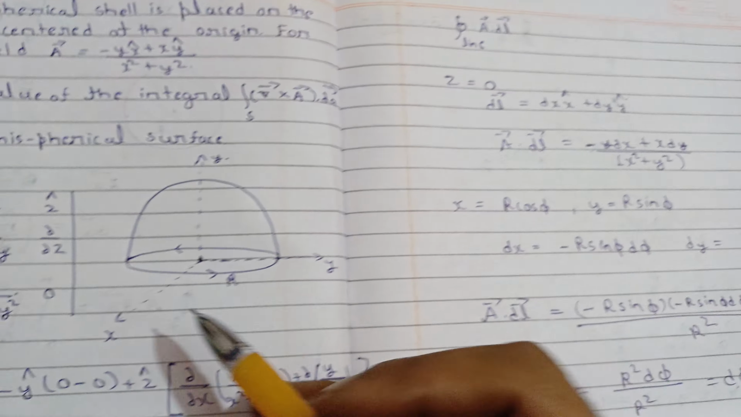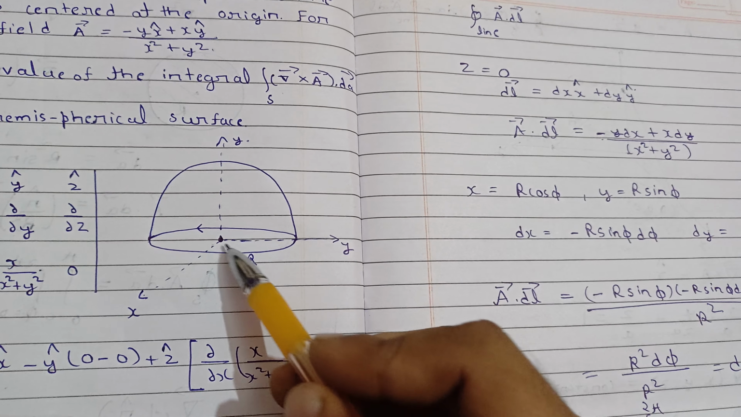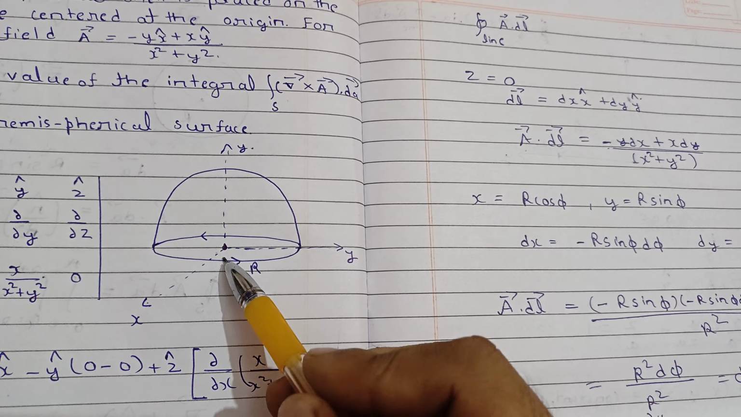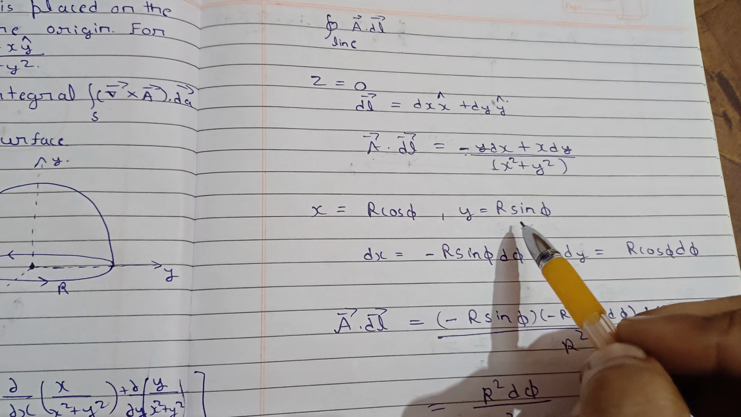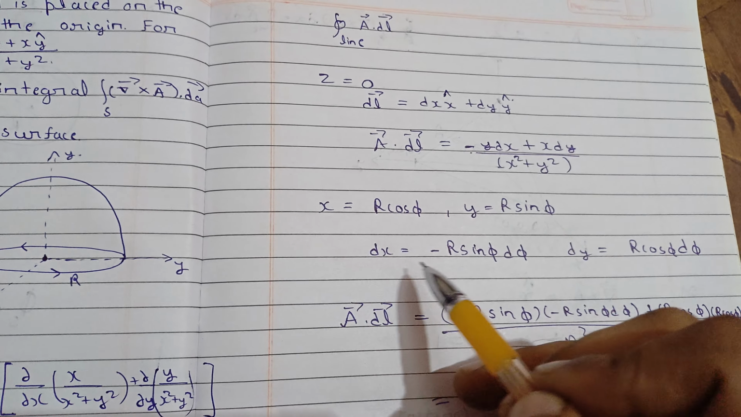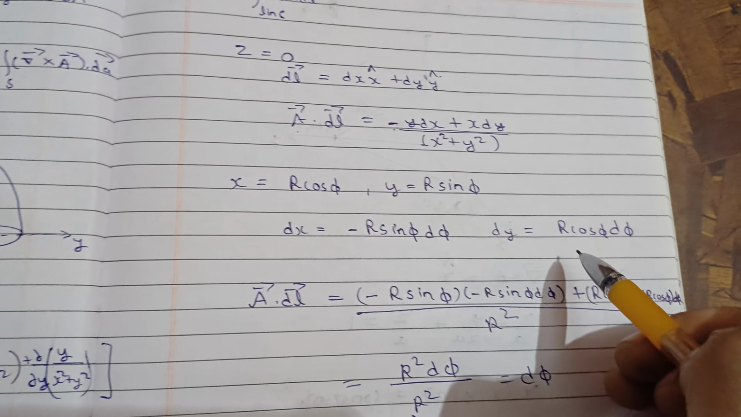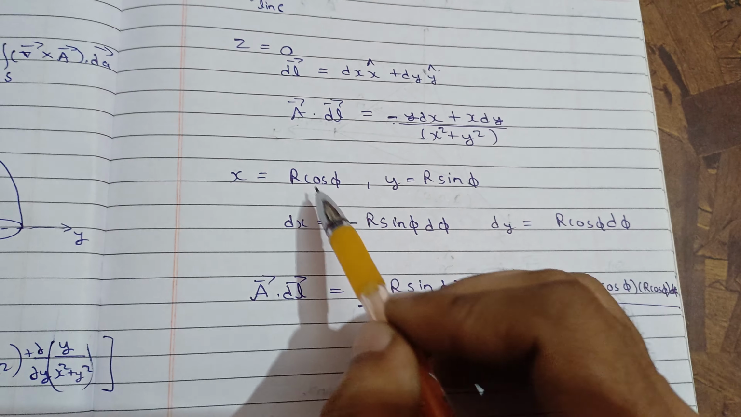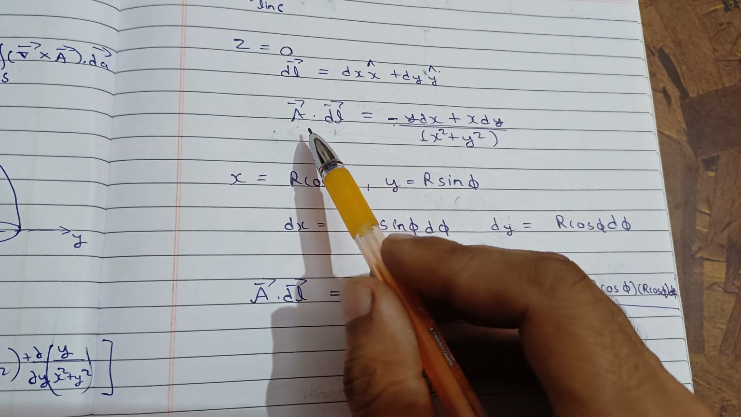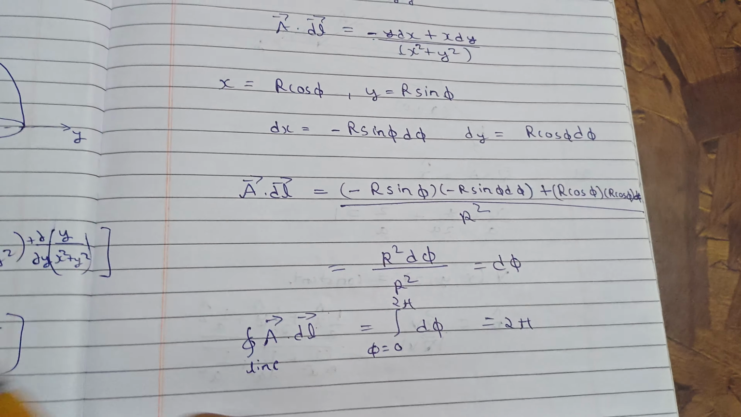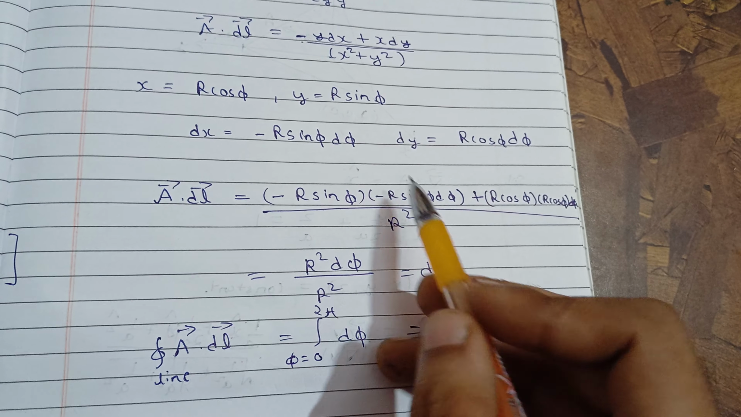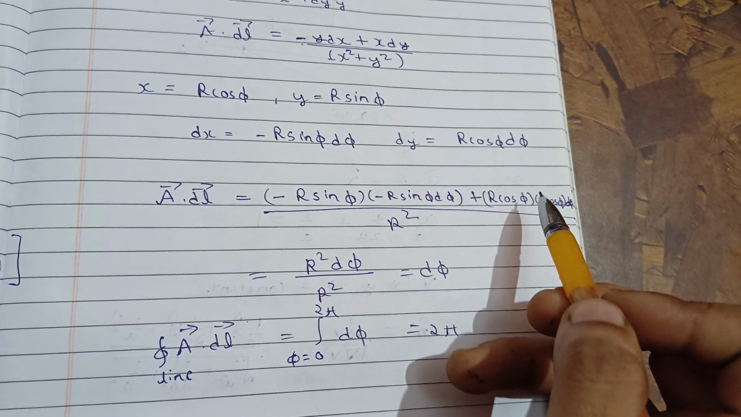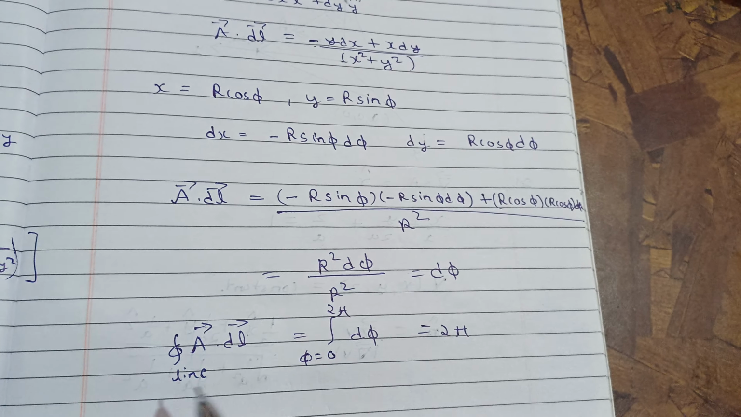So how can you write this? In the xy plane, you know x is nothing but r cos phi, because this is phi, and y is r sin phi. So in place of x it will be r cos phi, y will be r sin phi, dx will give you minus r sin phi d phi, dy will give you r cos phi d phi. Substitute all these four values here, and you will get A dot dl in cylindrical coordinates. After solving this you will get r square times sin square phi plus cos square phi, which gives you 1, so r square will cancel out, and it gives you d phi.